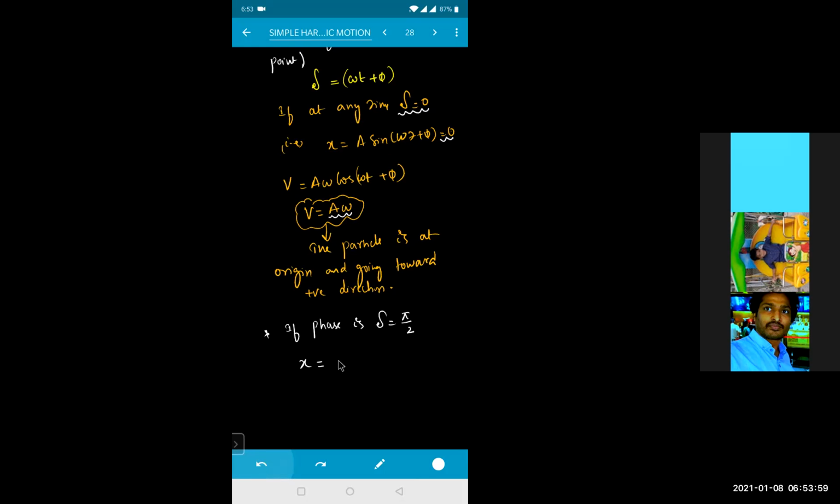For this relation, if I am writing, x is equal to A into sine of pi by 2. So sine 90, and 90 gives 1. So it will be equal to A. That means x will be equal to A.